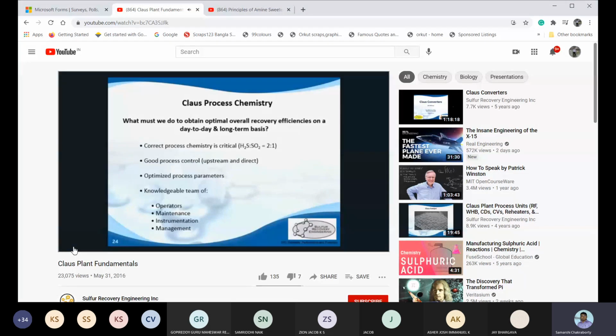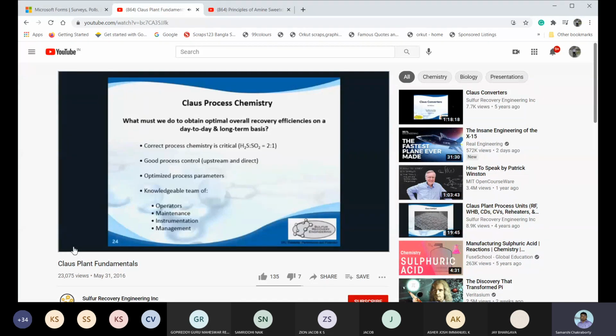So this page is some general guidelines for achieving a strong performance from your SRU. So maintaining the correct process chemistry, which is that 2-to-1 H2S to SO2 ratio, this is perhaps the most critical one. Then we also want good process control. And that includes the upstream units like the amine and the SWS unit. And then directly in the SRU, we need our instrumentation to be calibrated. We need everything to be controlled how we want it.